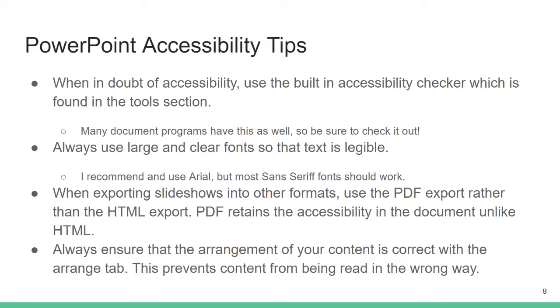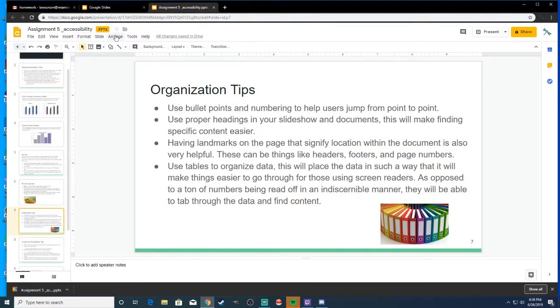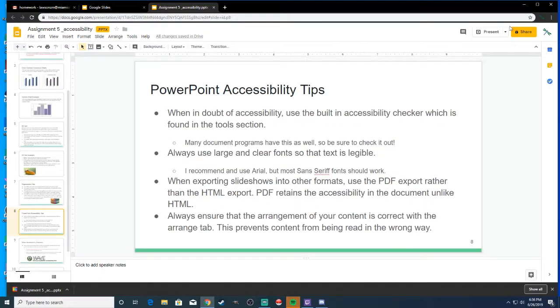And then always ensure that the arrangement of your content is correct with the Arrange tab. In the app, there'll be a section that reads Arrange right here, and so you can play with the order right there. And obviously with this one, it's pretty straightforward, but you would go to here and use the Arrange, and you would order the image and ensure that it gets read last and the page number is very last. Just so things don't get out of order.